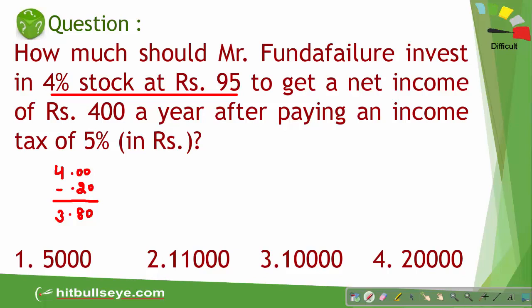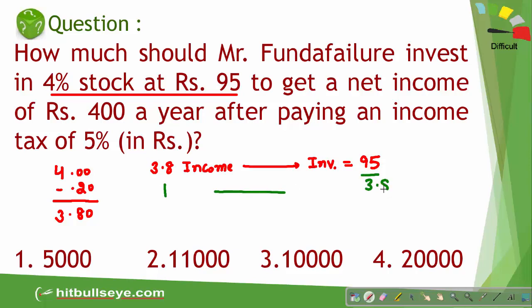Now we want the total investment in order to earn an income of 400 rupees. So let's apply the chain rule. For an income of 3.8, you need to have an investment of rupees 95. That's it. Now for an income of 1 rupee, it will be 95 by 3.8, and for an income of 400, this will be into 400.